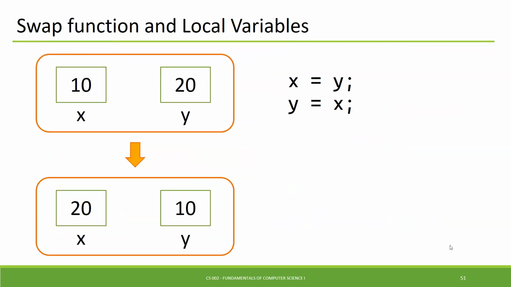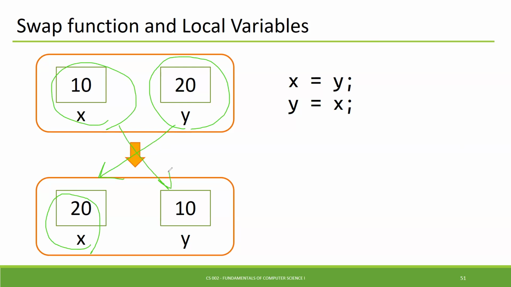Okay guys, let's think about this one. You know the swap. Swap means exchange the value, right? I talked about this in chapter 1, I think. Here x has 10, y has 20. After swapping, x will have the value of y, and y will have the value of x. It is swapping, exchanging. And you know that this does not work.